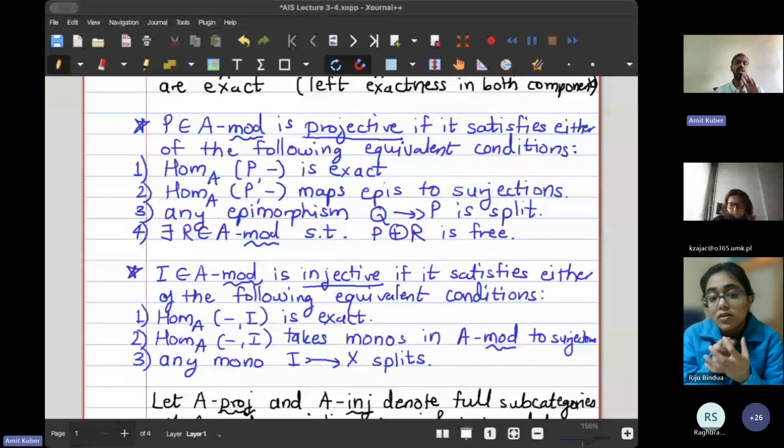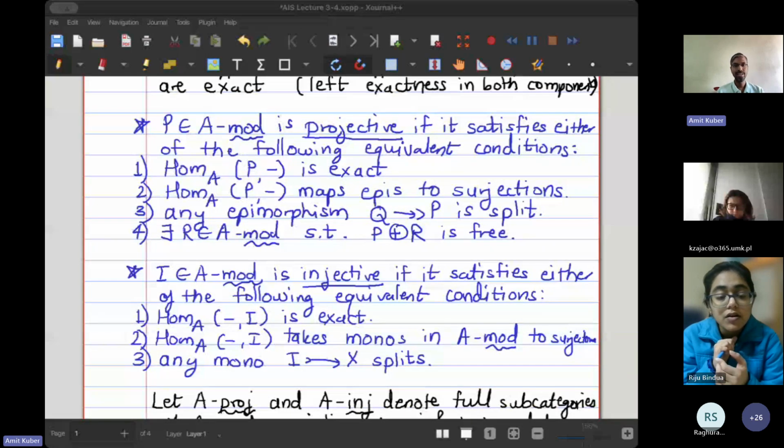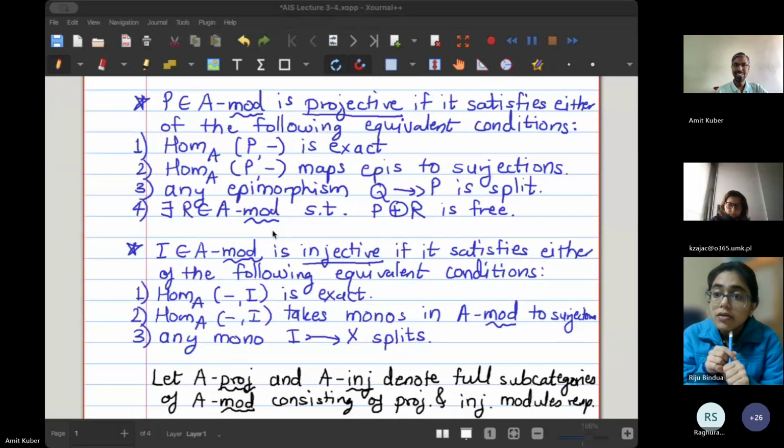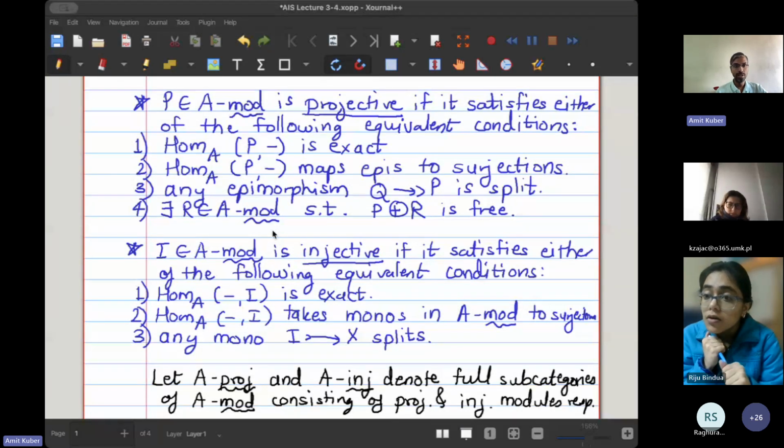We don't have a fourth condition in general, okay? The fourth one is special to only projective modules. It's not a direct summand of a free module. Injectives are quite weird in general. Yeah, projectives are much simpler to understand. However, in the case of finite dimensional algebras, that won't be the case, as I will show you.